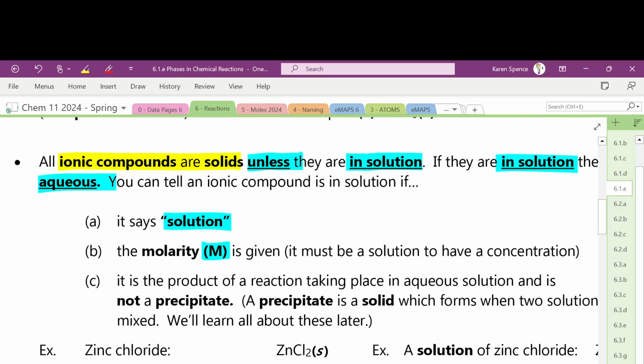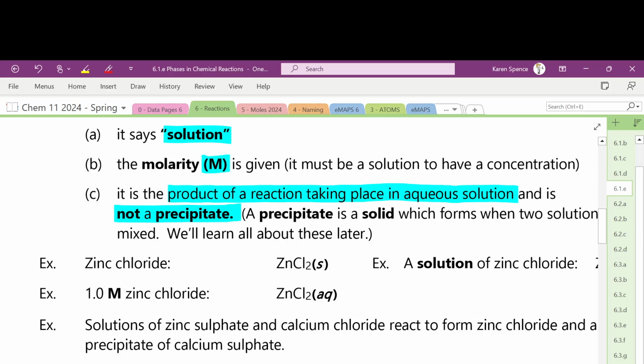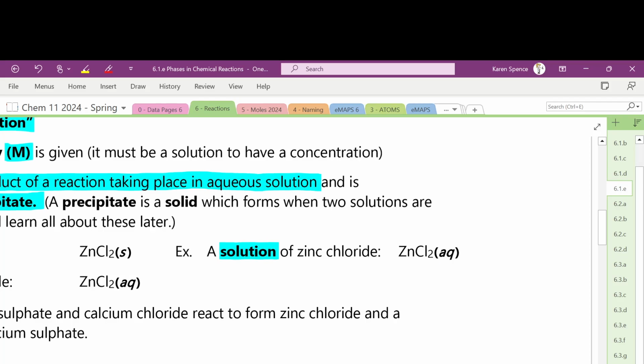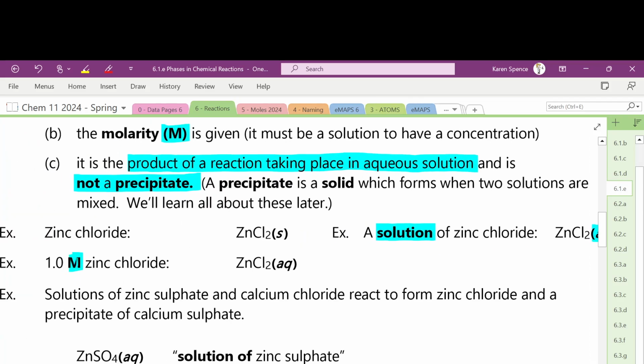If it is the product of a reaction taking place in aqueous solution and is not a precipitate, we'll get to this part later, okay? A precipitate is a solid which forms when two solutions are mixed, and we'll talk more about that later. Okay, so a solution of zinc chloride is aqueous. 1 molar zinc chloride is aqueous. If I just write zinc chloride, that is a solid.